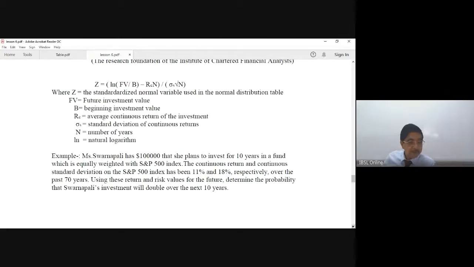Ms. Swarnapali has $100,000 that she plans to invest for 10 years in a fund, which is equally weighted with the S&P 500 index. Now, I think this particular application you need to understand. Now, what do you mean by S&P 500 index?